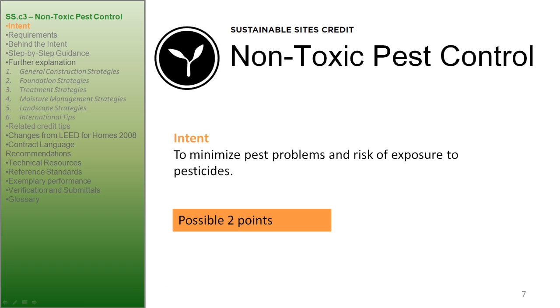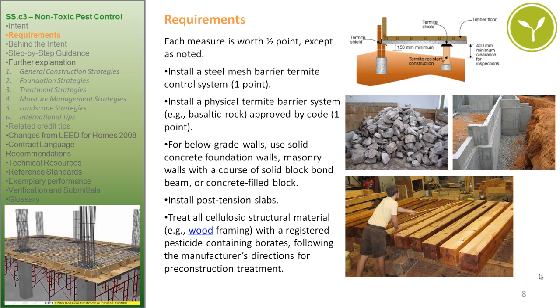Non-toxic pest control. Intent: to minimize pest problems and risk of exposure to pesticides. It is possible for 2 points. Requirements: each measure is worth 1/2 point, except as noted. Install a steel mesh barrier termite control system for 1 point. Install a physical termite barrier system, example basaltic rock, approved by code, for 1 point.